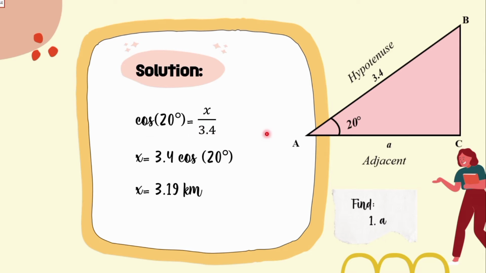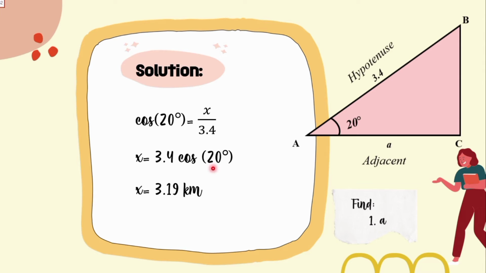So to substitute the given values, we got here cosine 20 degrees is equal to the adjacent, which is the unknown, so we're gonna leave it as x, is equal to the hypotenuse, which is 3.4 kilometers. For the next step, we're gonna have to multiply both sides by 3.4 so that we can isolate the unknown, which is the x. So we get here x is equal to 3.4 cosine 20 degrees.